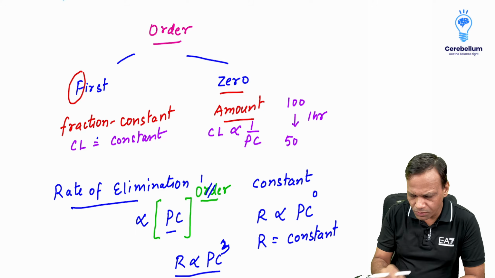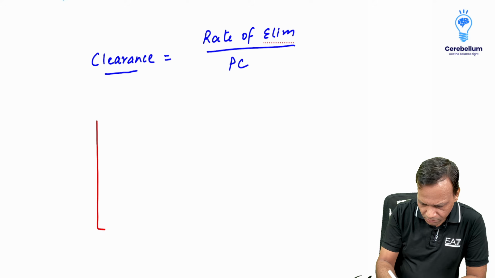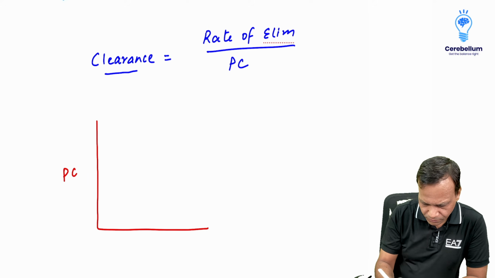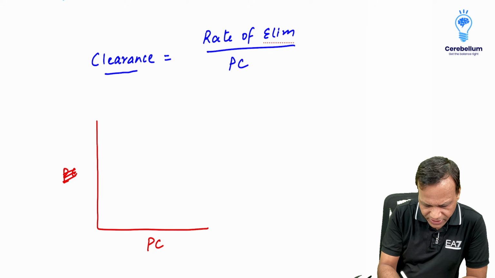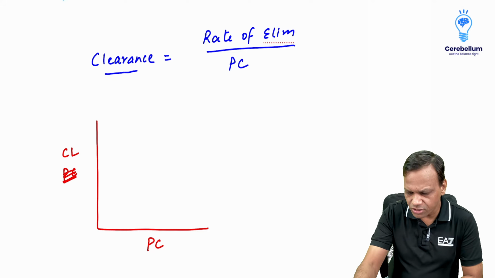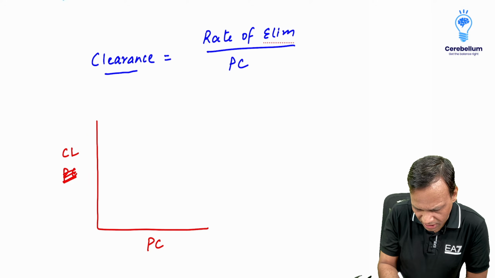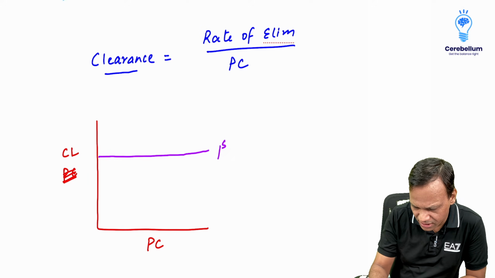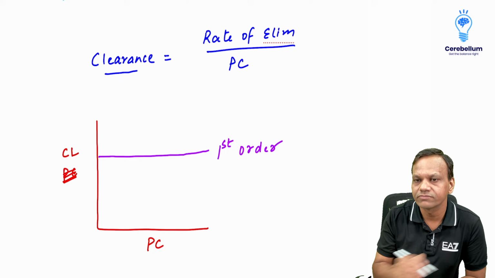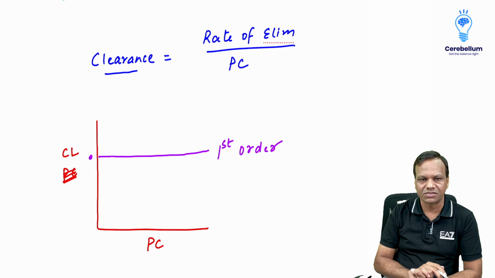Clear? So this can also be asked in the form of a graph. If you plot a graph between plasma concentration and clearance, I will write plasma concentration here, clearance here. In case of first order kinetics, we know clearance is constant, whatever may be the plasma concentration. So the graph will come like this. Whatever may be the plasma concentration, clearance is constant. So this is first order kinetics. Suppose this is any particular value of clearance, it will remain the same whatever may be the plasma concentration.